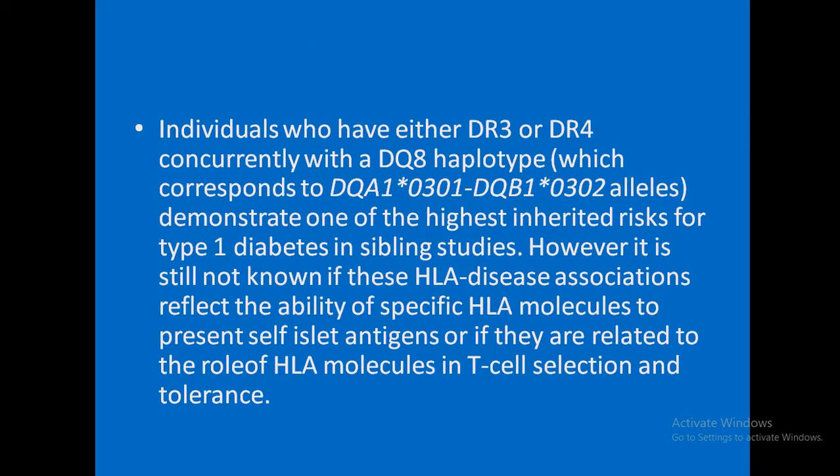Individuals who have either DR3 or DR4 concurrently with a DQ8 haplotype, which corresponds to a DQA1*0301, DQB1*0302 allele, demonstrate one of the highest inherited risks for type 1 diabetes in sibling studies. But it is still not known whether these HLA disease associations reflect the ability of the specific HLA molecules to present self-islet antigens, or if they are related to the role of HLA molecules in T cell selection and tolerance.